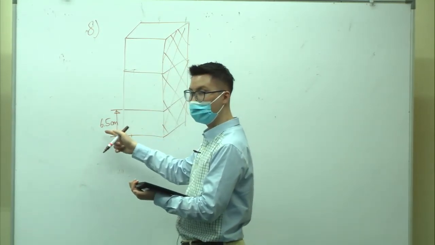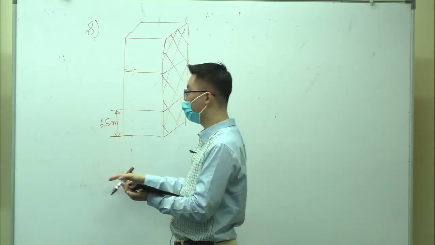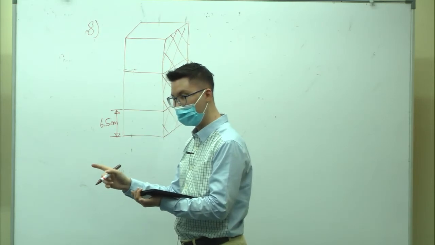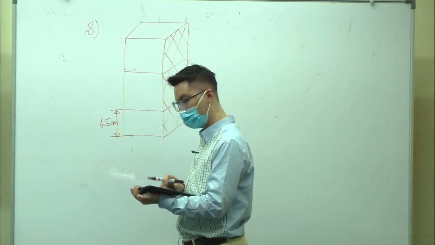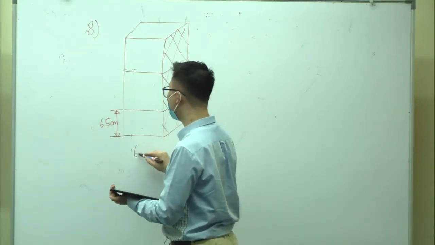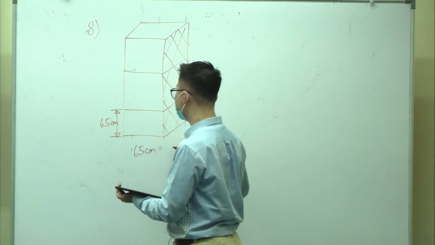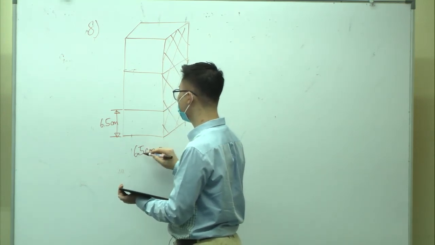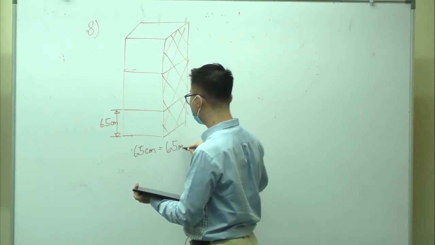This is cm, not mm. You need to change to mm first. Then you can find out the upper bound. Make sure the units are the same as the question they asked. So 6.5 cm is equal to 65 mm.